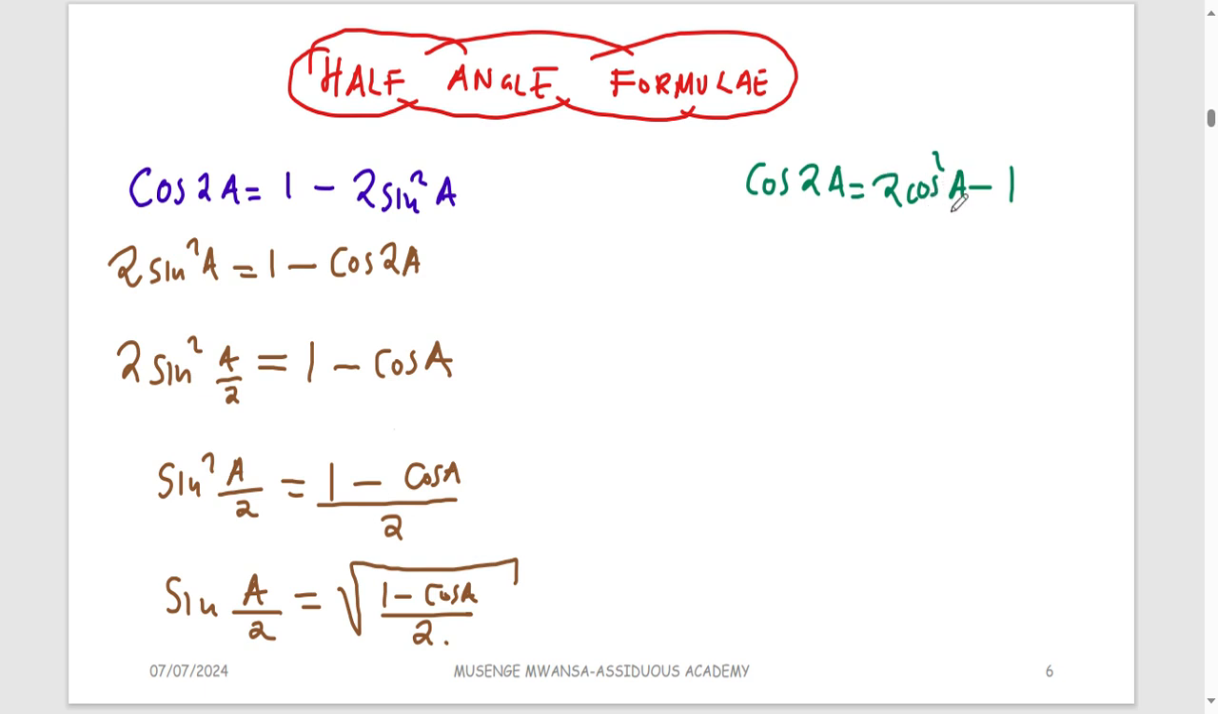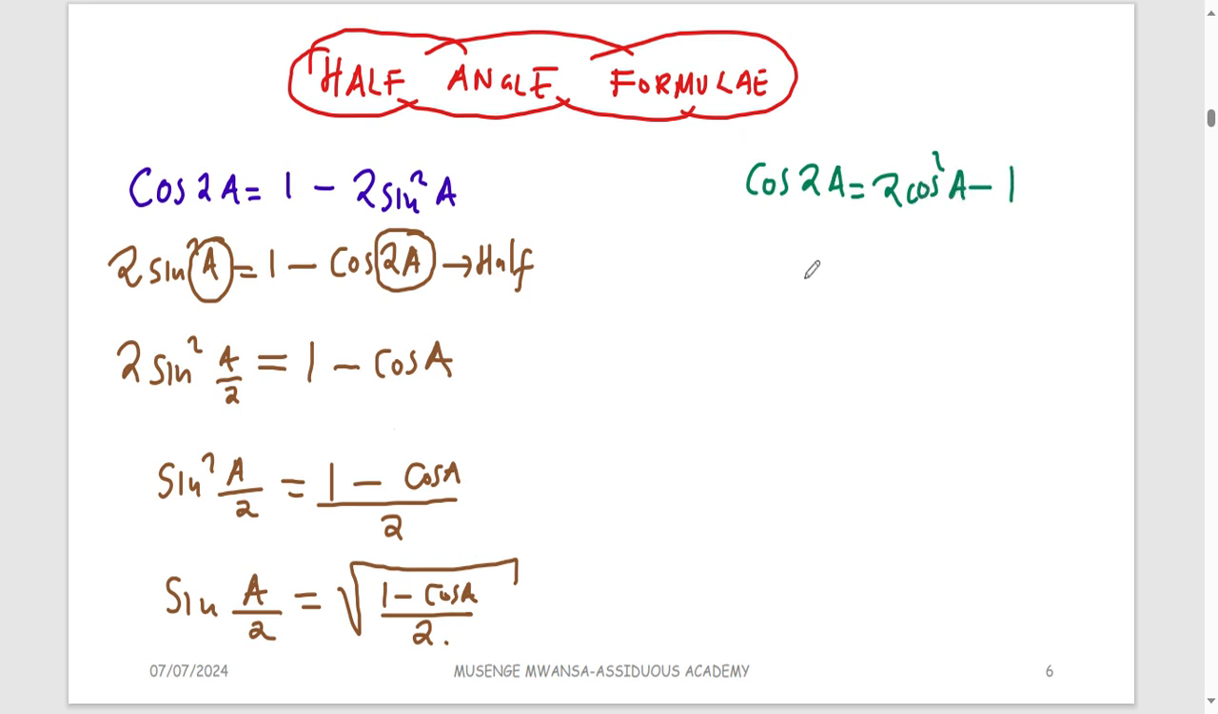That is the same thing that we're going to do with this side. As you can see, this angle is 2A. So if I find the half of 2A to give me A, this angle is A. If I find the half of A, I'll find A over 2. Now let's go to the other side. I want to make 2 cos squared A the subject of the formula.